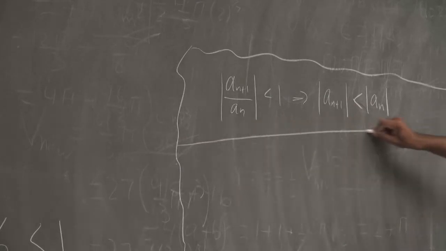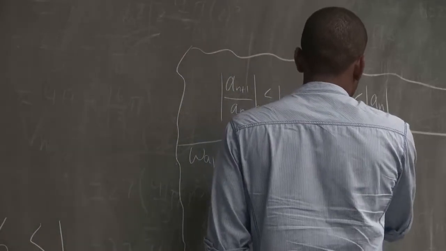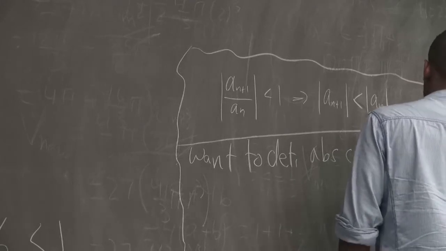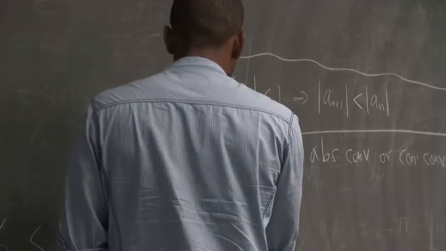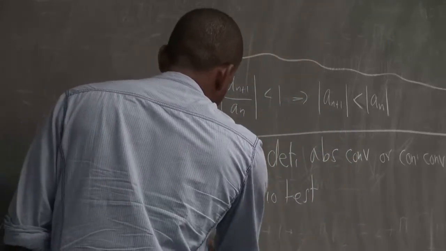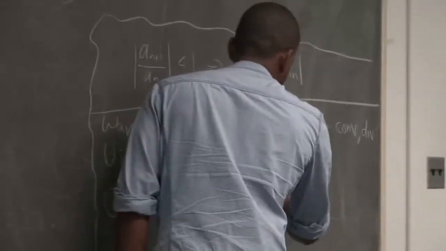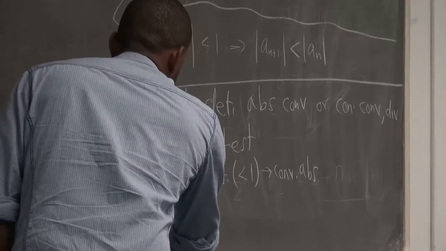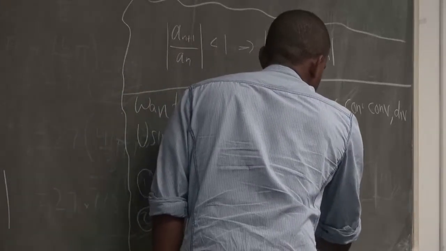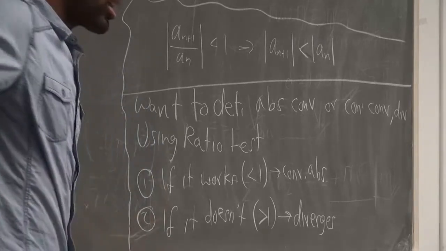Let's say you're using the ratio test, right? Let's say you want to determine absolute convergence or conditional convergence or divergence, right? Then if you're employing the ratio test as your first one, the situation would look like this. One, if it works, meaning you get less than one, then it converges absolutely and you can finish. Two, if it doesn't, that means the case where you get greater than one, then the conclusion is diverges. You would not check conditional convergence at all. Greater than one means diverges.